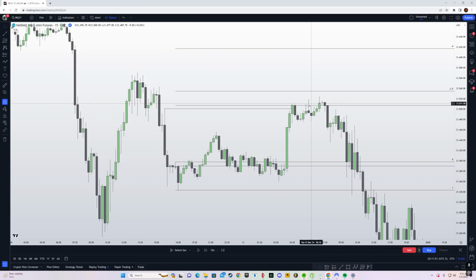And that is before the manipulation move. So the manipulation move typically ends in -2 and -2.5 level, right? So where did price go? Into the -2 and -2.5. Do you see the accuracy over here?